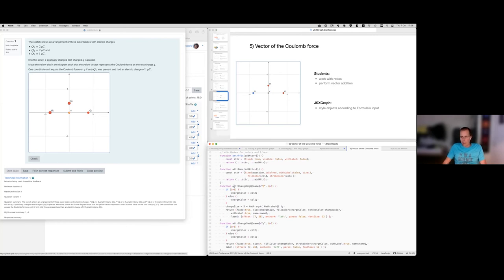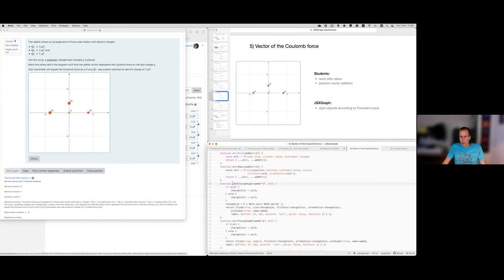So here I create the function attributes for a big Q charge, and depending on the sign of the charge value, I assign a different color, and then hand that over to fill color and stroke color, and I adjust the size according to basically the magnitude of the charge. So the bigger the magnitude of the charge, the bigger the size of the point.